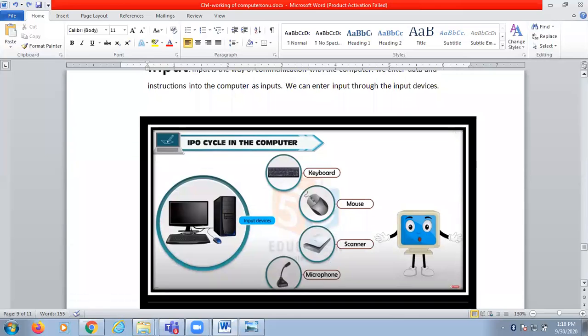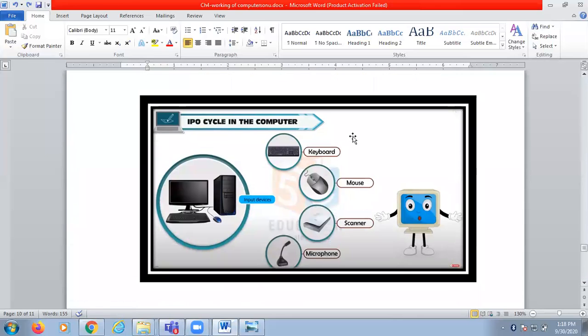Okay. So in this, what are the inputs? Input can be a keyboard. Input can be a mouse. Input can be a scanner. Input can be a microphone. Now what is a scanner? So have you all learned about the scanner? What is there inside a scanner?